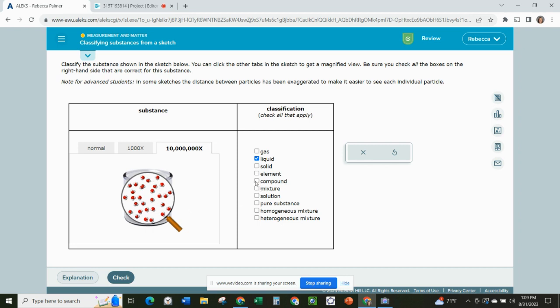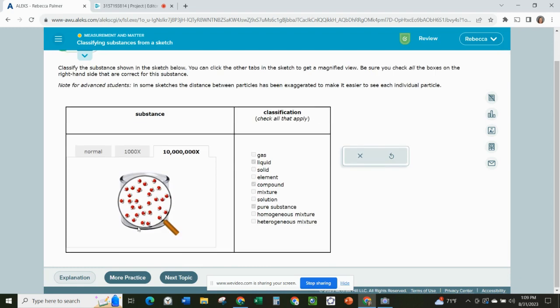it's a compound. There's only one thing, and it's a compound because we have hydrogen bonding to oxygen. If it was an element, then we'd only have oxygen, or we'd only have hydrogen. But a compound, we have this bond going on between hydrogen and oxygen. So it's a compound. It's not a mixture because there's only one thing. It's not a solution because there's only one thing. It's a pure substance because there's only water, pure water. And then it's not a mixture. It's just water. Unless they're counting this as something, but I don't think they are. So let's check and see what they think.